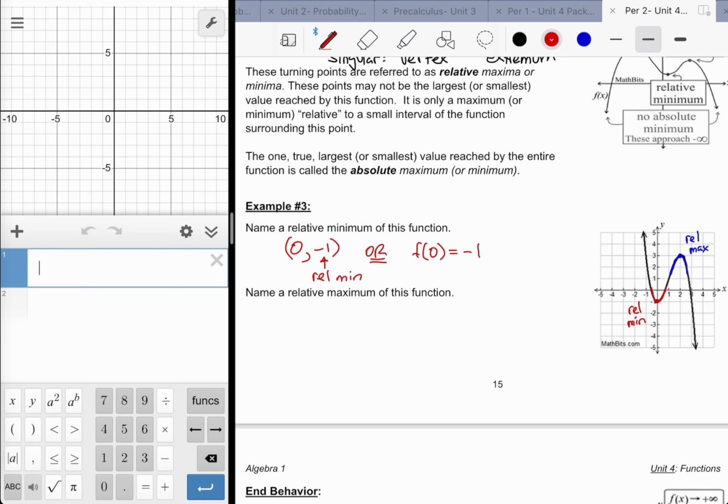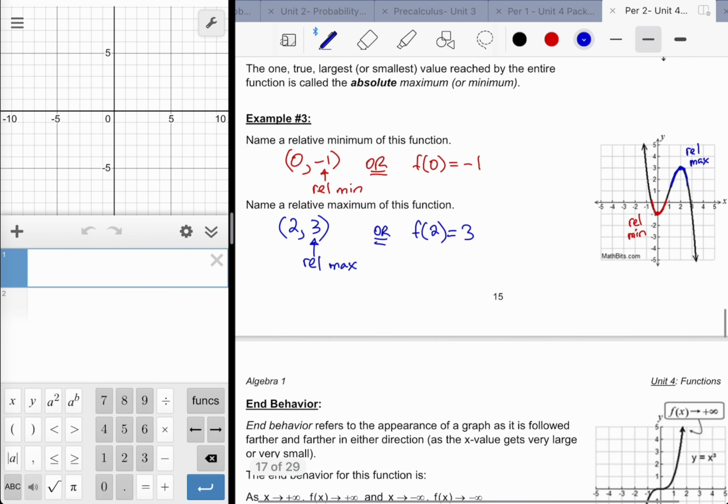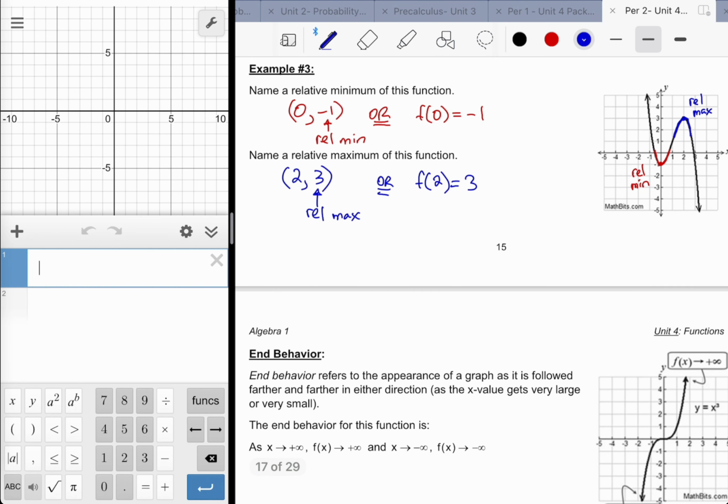All right, the relative maximum is (2, 3), with just the 3 being the relative maximum. Or we would write it as f of 2 is equal to 3. All right, so that's usually an easy one to identify visually. You can look at it and say, okay, this is the little peak, this is the little valley. That's easy enough to identify.